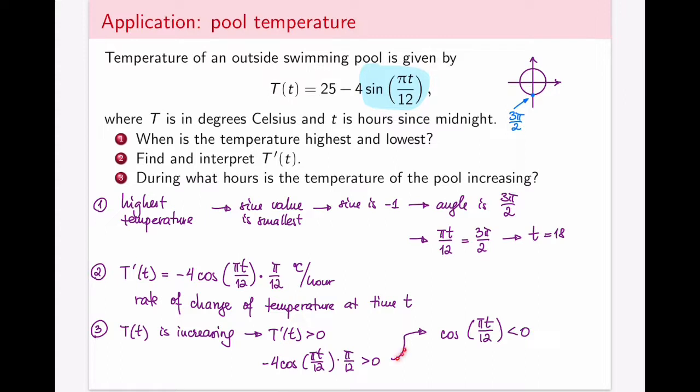Okay, so notice that I skipped a couple of steps here of getting rid of the constants. And because one of them was negative, my inequality sign got switched from bigger than to less than. Okay, so now I have to think about when is the cosine of something negative.